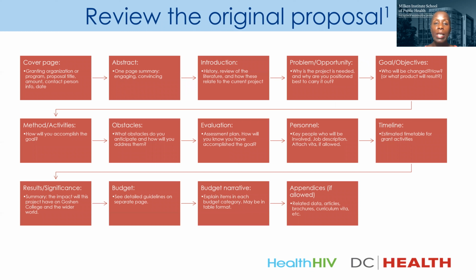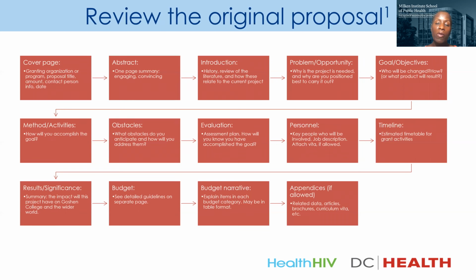But before we get into the actual narrative reporting, I think that one of the first things that we want to do is go back and review the original proposal. In your original proposal, there were several different documents required to make things go forward. So the first was your cover page that had your granting organization, program, proposal title, etc. Next, you had an abstract that was typically a summary of what your proposal said.